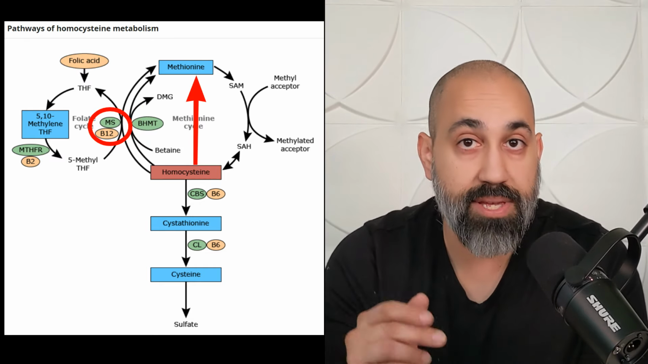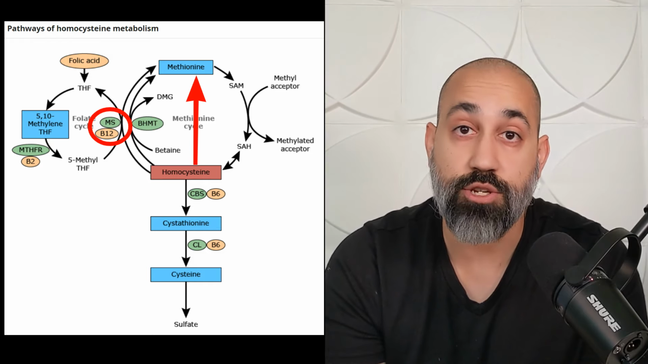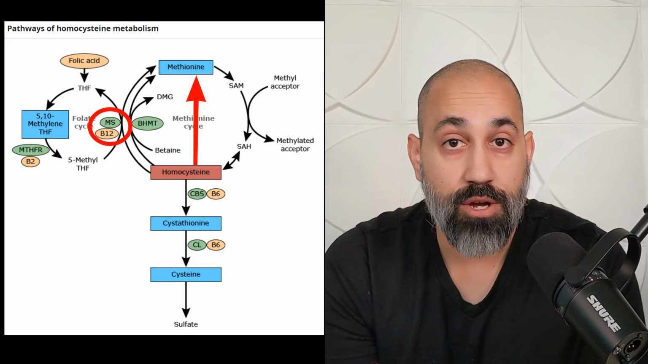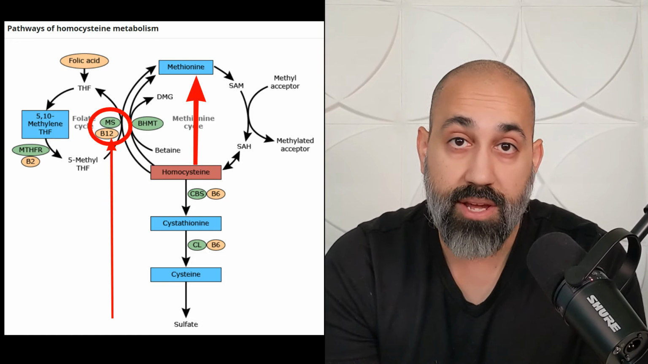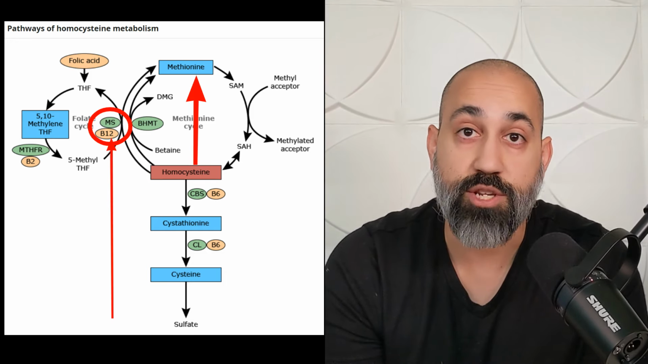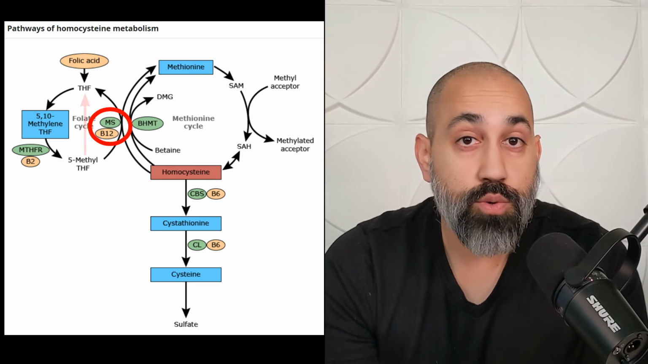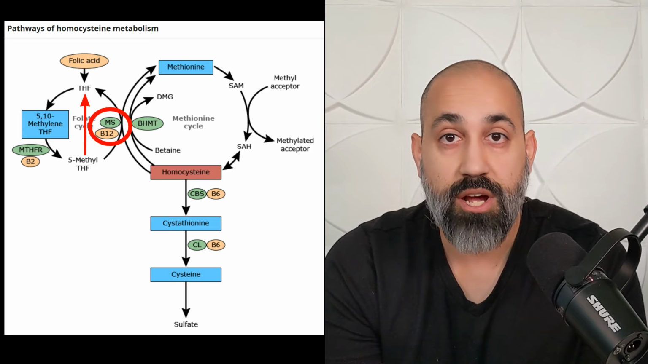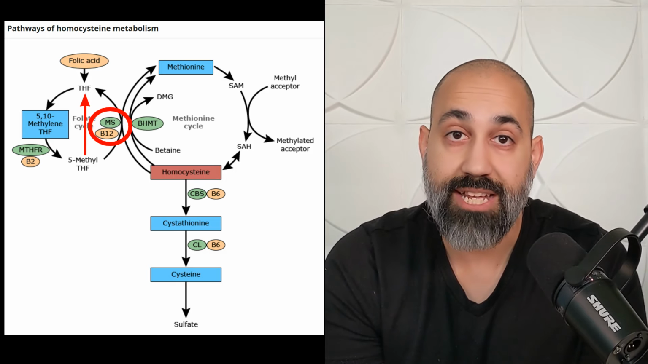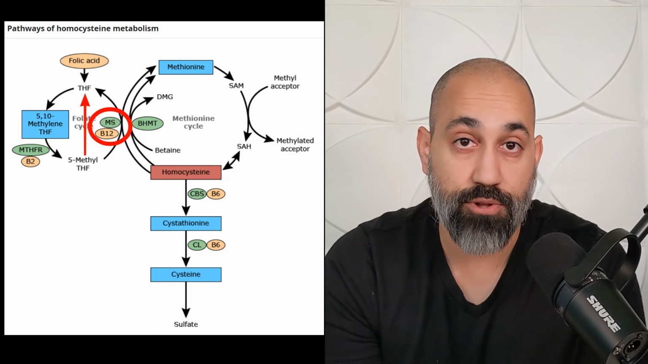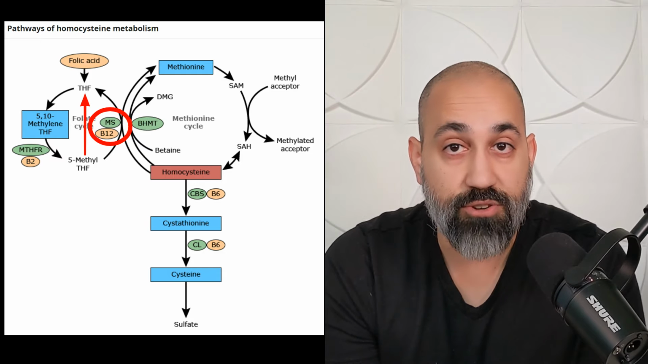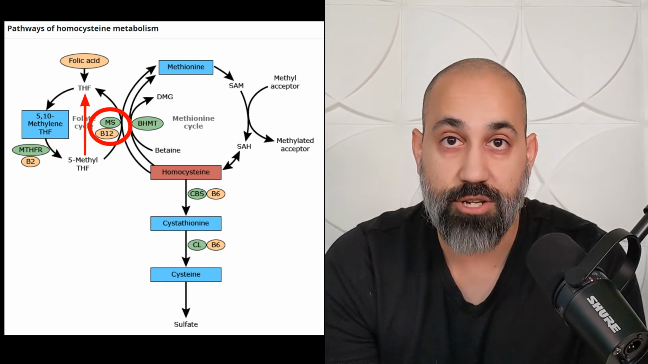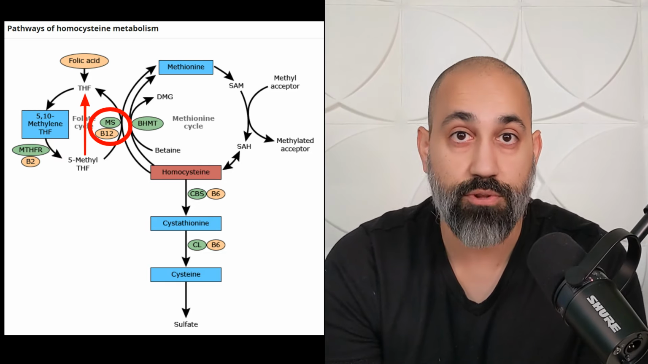Just like the CBS enzyme requires B6 as a cofactor, methionine synthase requires methylcobalamin, which is derived from cobalamin, and cobalamin is another name for B12. It's also important to notice here that methionine synthase requires the conversion of the active form of folate, that's 5-methyltetrahydrofolate, into tetrahydrofolate. And that's where the methyl group comes from. It's from the methyltetrahydrofolate going back to tetrahydrofolate.